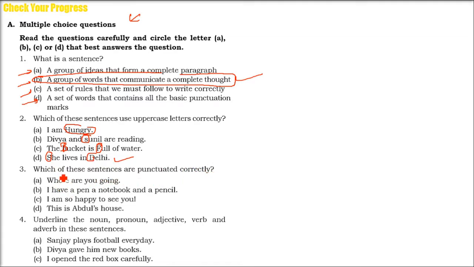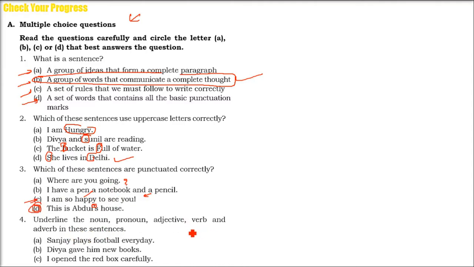D is correct. Which of these sentences are punctuated correctly? Where are you going? You have to have a question mark. I have a pen, a notebook and a pencil. So a comma has to be there. I am happy to see you. Okay, an exclamation mark is correct here. This is Abdul's house. So this is also correct. What I see here is that C and D both seem correct. But D is most correct, because we have an apostrophe. So let us make D the correct one. I am so happy to see you also has an exclamation mark. So the punctuation is correct. So these are punctuation marks.